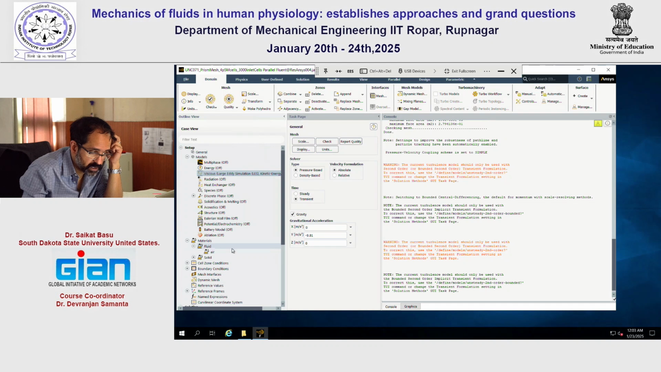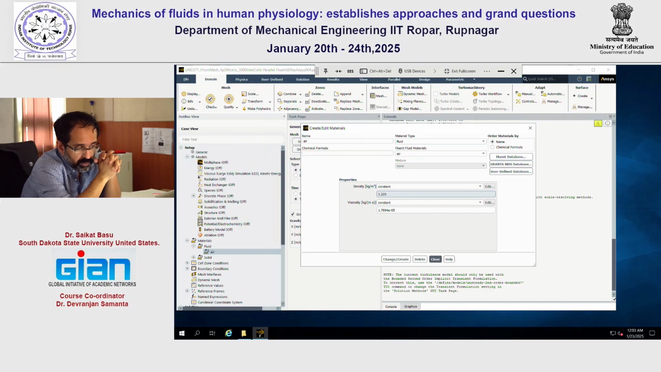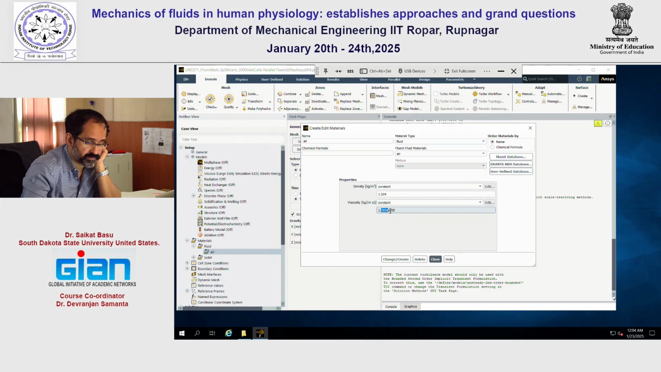And under fluid, we are modeling air. Now these are the generic density and viscosity values for air, outside air. We are modeling air that has been inhaled in, which is typically warmed up. So based on literature, we would change the values. The density should be 1.204 and the viscosity should be slightly higher, 1.825. And then change, create, close.